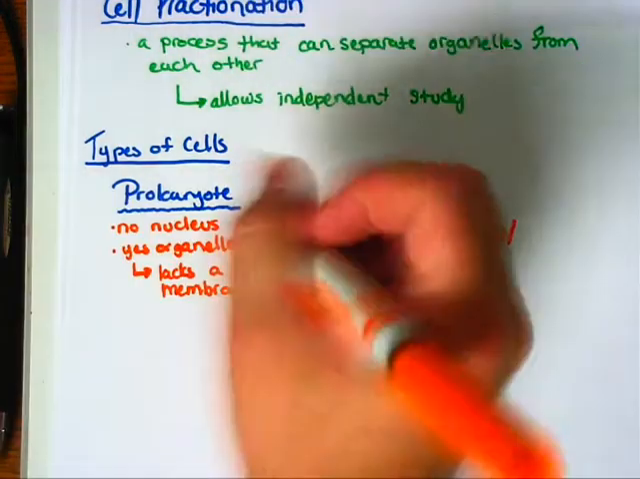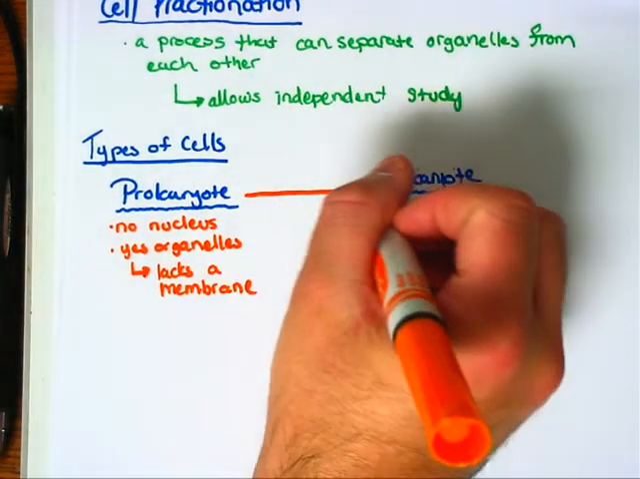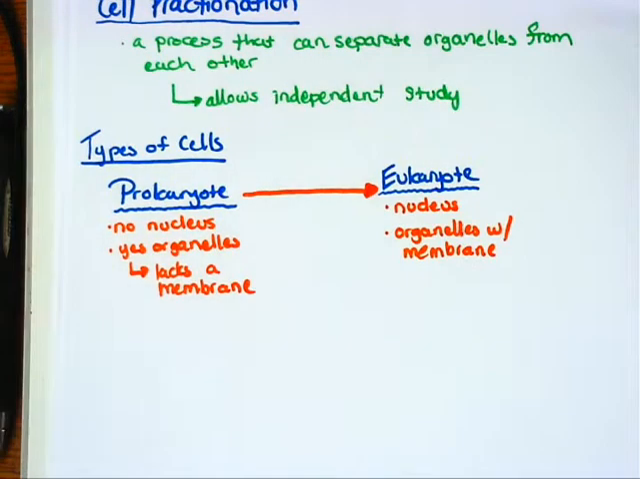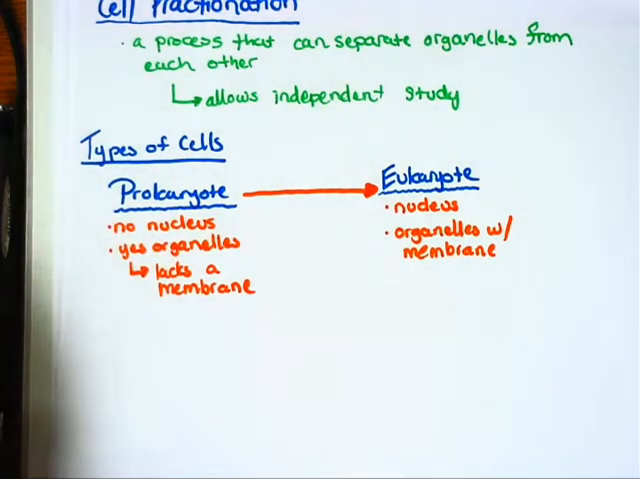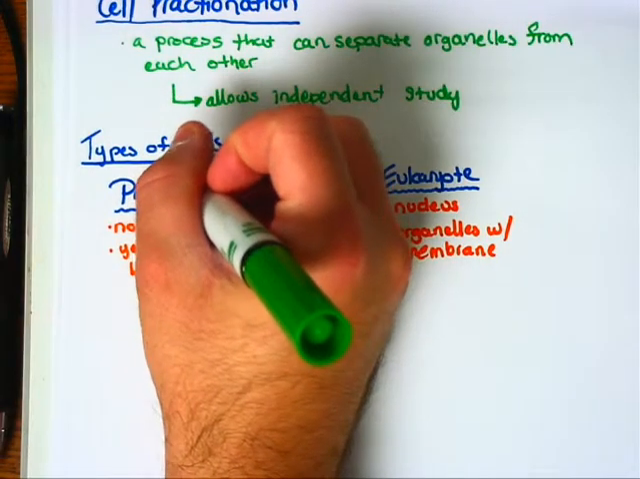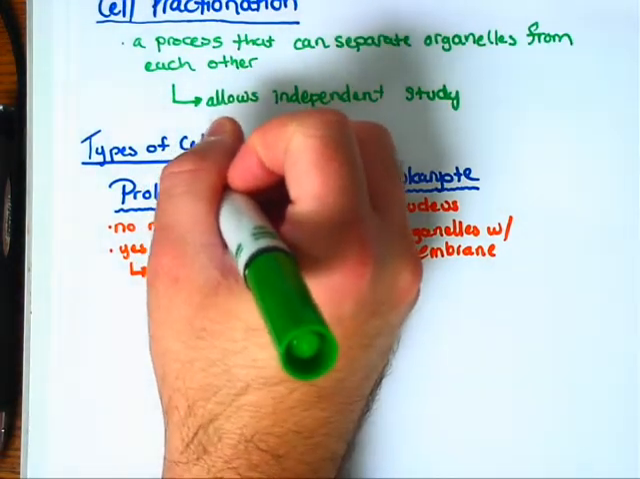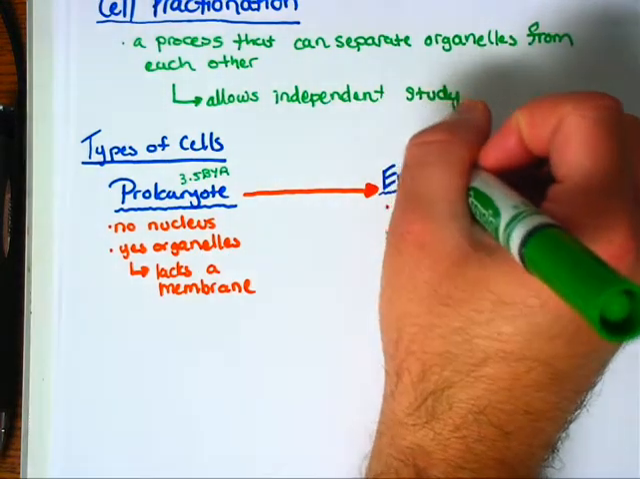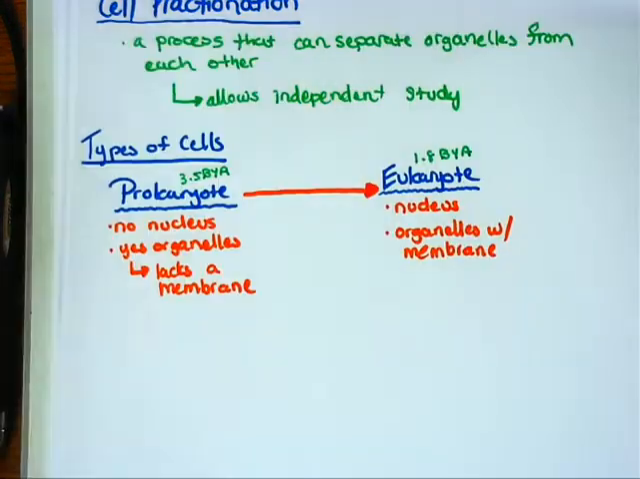And you can see the obvious trend here as you go from being lesser evolved to more evolved, from prokaryote to eukaryote. The prokaryotes evolved approximately 3.5 billion years ago, whereas the eukaryotes evolved something like 1.8 billion years ago. So there's an obvious difference in time between the two.